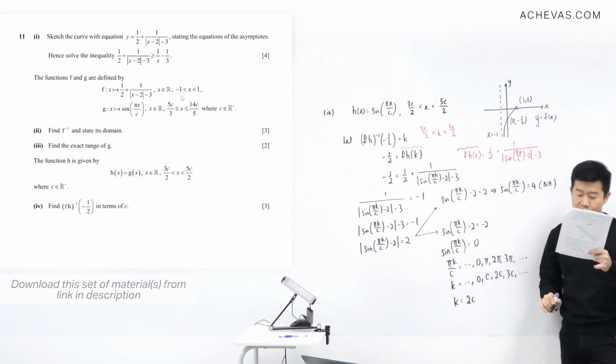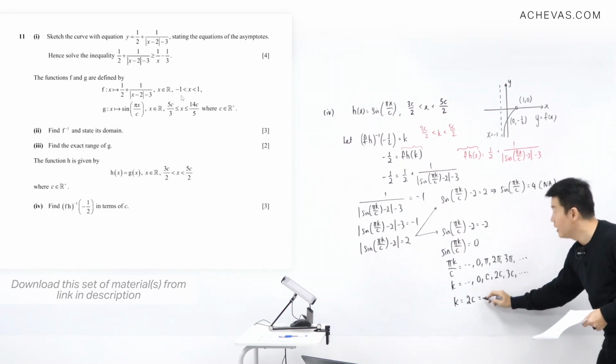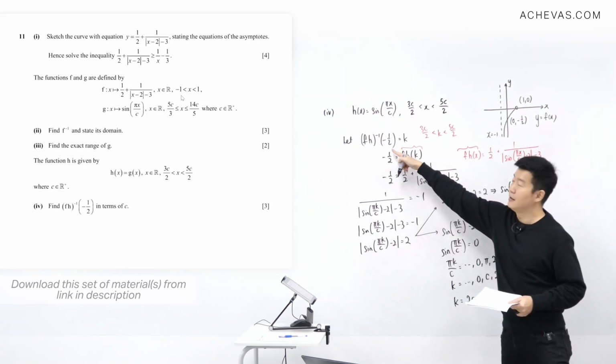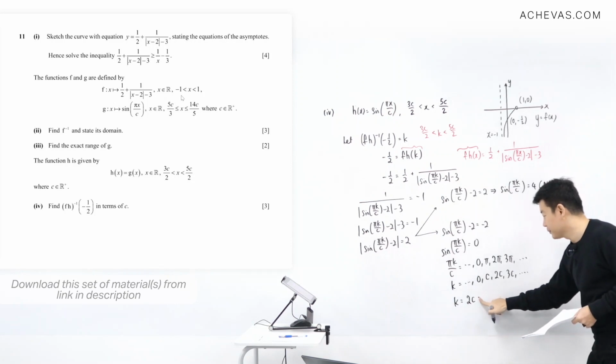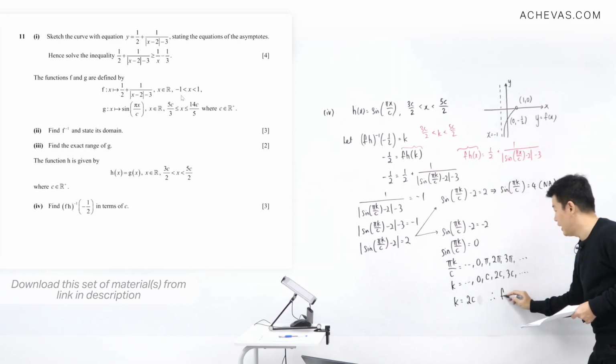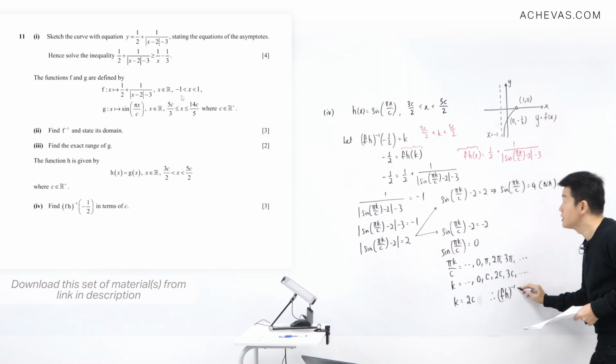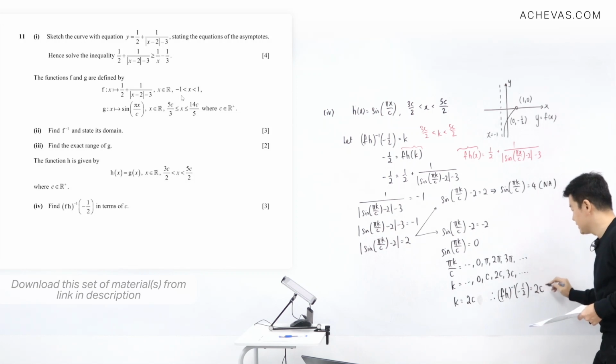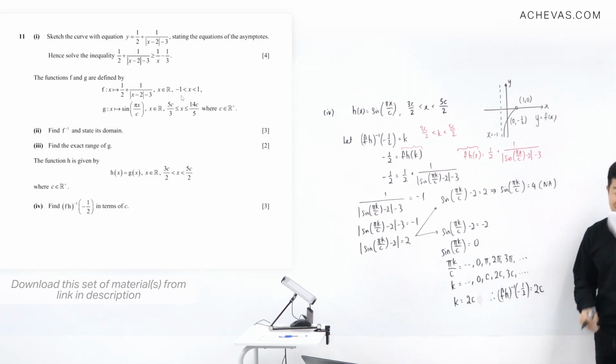This will help me to solve for the value of k. And what is k? K is this. So therefore, since we have already solved for k, we know fh inverse of minus 1 over 2 is equal to k. This is equal to 2c.